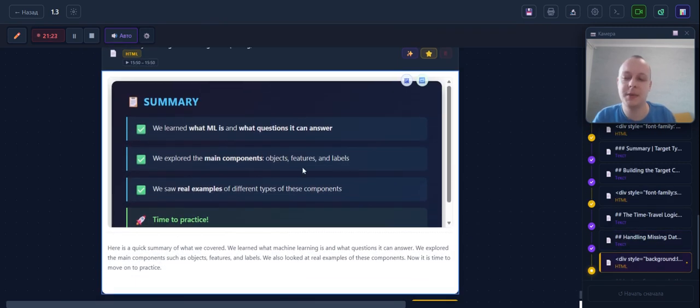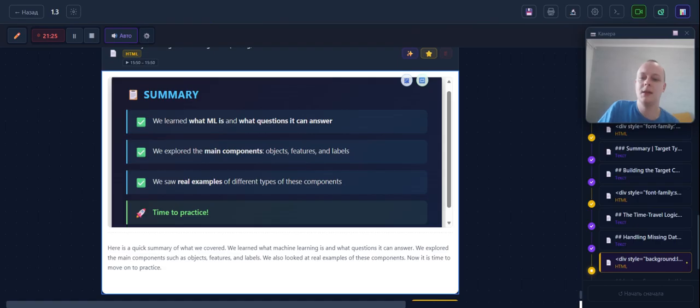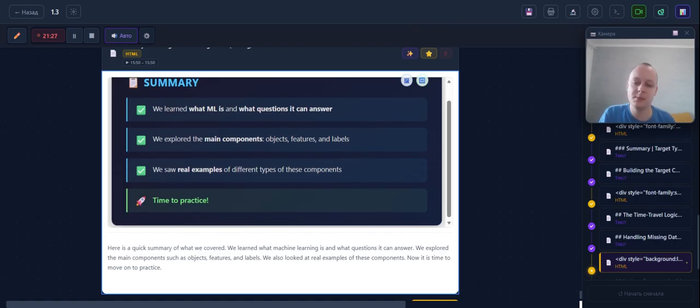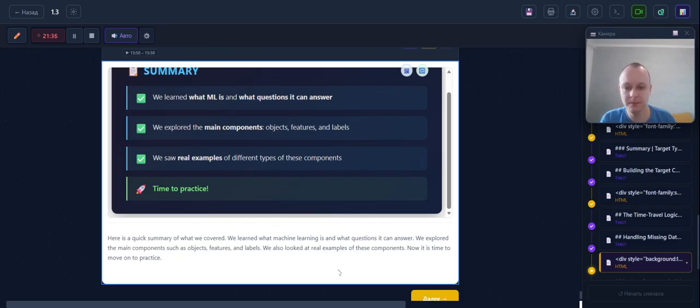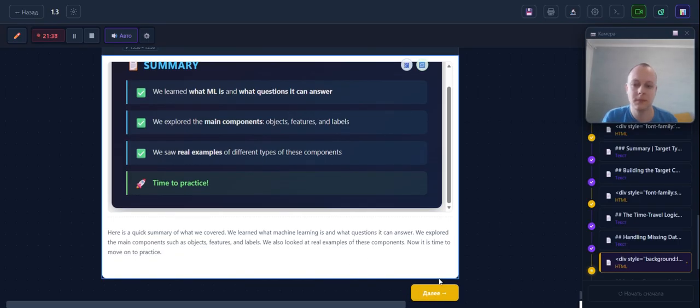So basically, in summary, we learned what ML is and what questions it can answer. We explored the main components, objects, features, and labels. We saw some real examples, and let's practice in the next lesson.